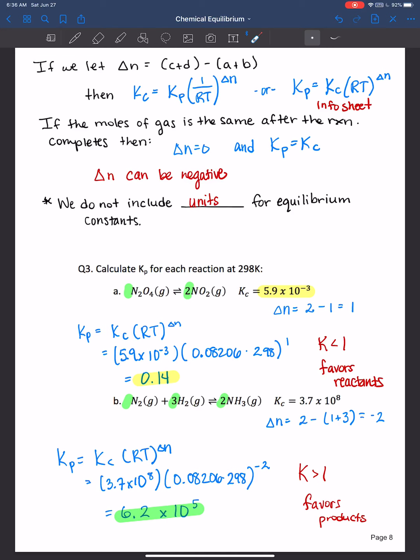So I'm hoping that this video helped to elucidate why that's the case through that derivation from the ideal gas law and the relationship between the partial pressure of a gas and its concentration, that Kp is not necessarily equal to Kc, and the only time it is is if the change in moles of products minus reactants ends up being 0.